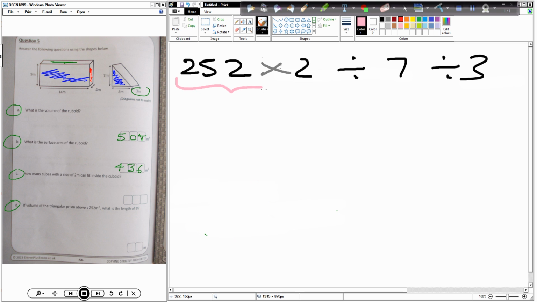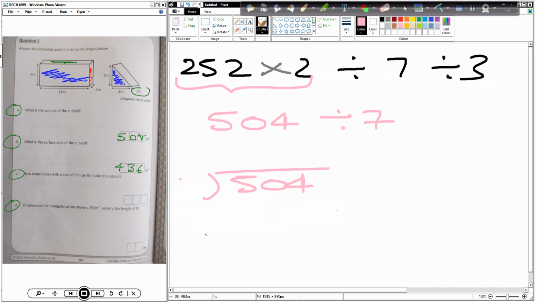So we've got 252 times by 2. What's 252 times by 2? So 252 times by 2 will give us what? So 250 times by 2 is 500. 2 times by 2 is 4. So 504. So we have to divide it by 7 first. For example, so 504 divided by 7. 7 and 50 will go how many times? 7, remainder 1, 72. Okay, so we've got 72, and now we need to divide that.